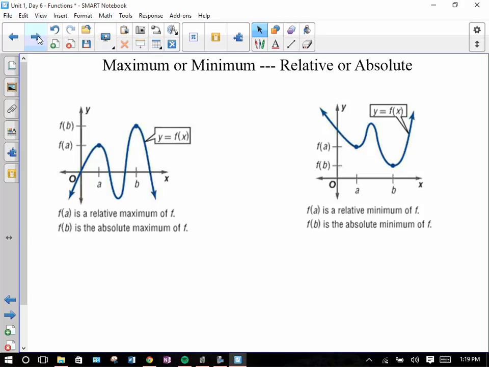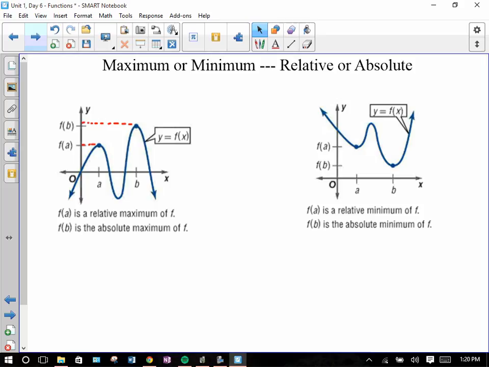So what we have here is two drawings, two graphs, two functions. And it says right here that f of a is a relative maximum of f, f of b is the absolute maximum of f. So f of b is right there, f of a is right there. As you can see, this dot f of b, this y value, is the highest y value this function ever goes to. How do we know that? Because here we can see the arrow going down forever over here, and going down forever over here. We assume that means it's going down forever. Therefore, this is the highest y value the function ever reaches.